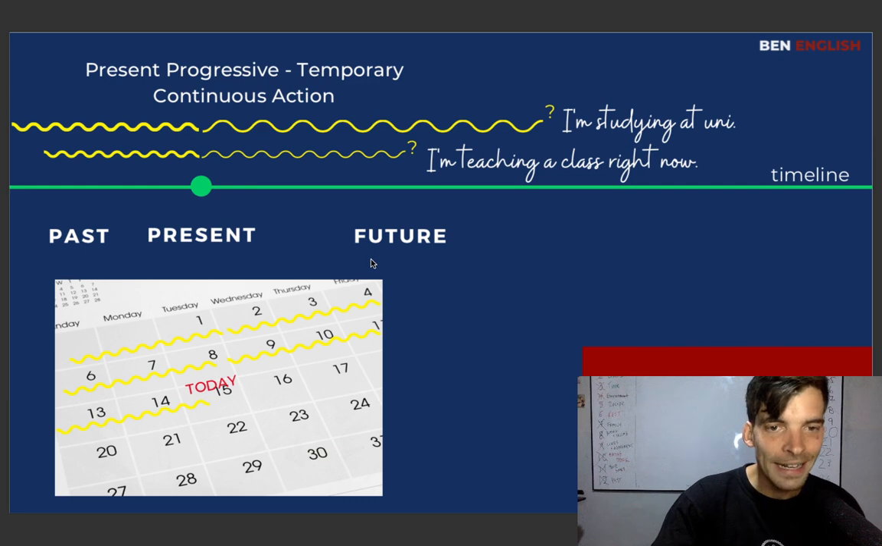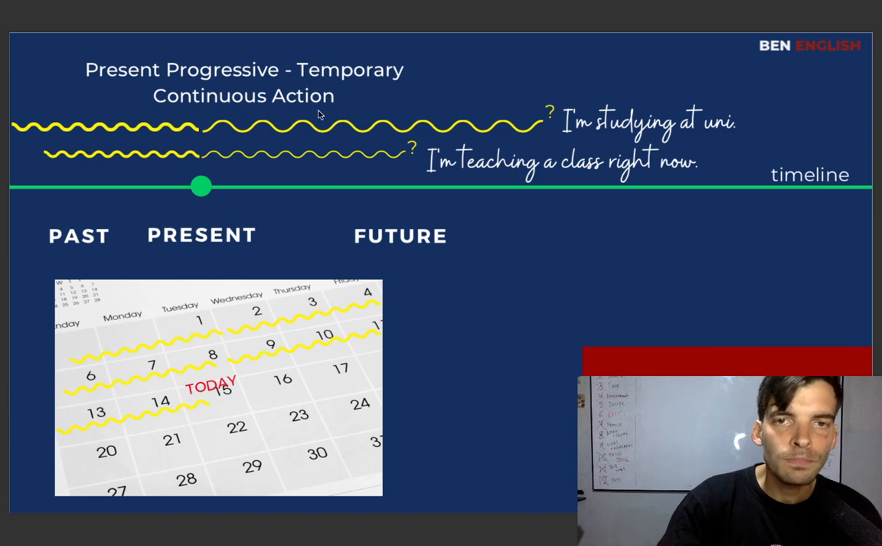Now, the present progressive is slightly different. So now it's the progressive tense. Really want to focus on what the progressive is, because this is a temporary and continuous action. Now, I'm not sure if you can see this so well, but here are my two examples. And I'm giving you two examples because there is variation in the meaning.